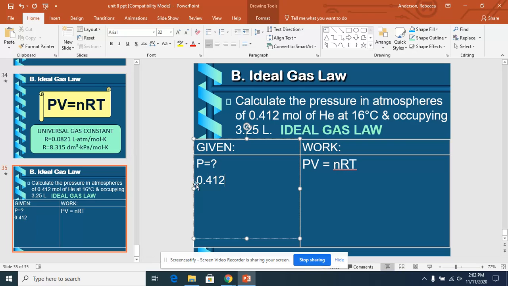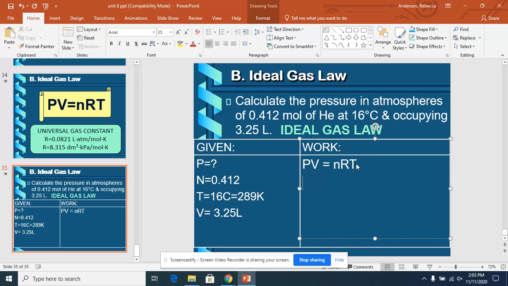We have 0.412 for our moles, or N. Our temperature is 16 degrees Celsius, so we have that, but we need to change that to Kelvin, so you will do 16 plus 273, so 289 is our temperature, 289 Kelvin, and occupying 3.25 liters, that's our volume, so 3.25 liters.